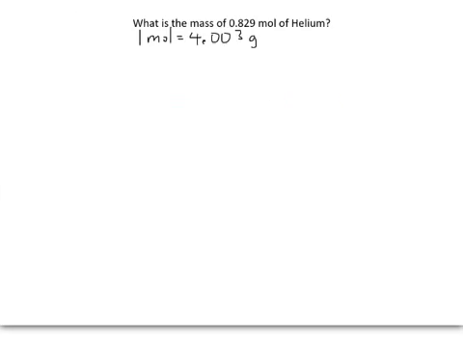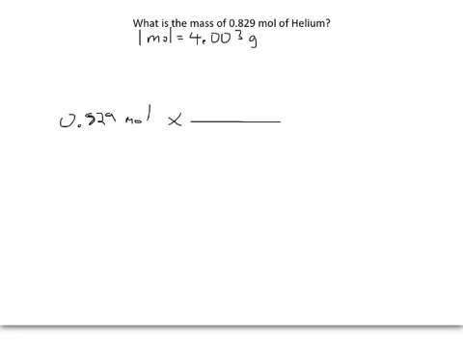Alright, so our first example, we want to know what is the mass of 0.829 moles of helium. In any of these examples, I wrote down the conversion factors that we're going to use to make the video a little bit faster. Right, so 1 mole of helium is 4.003 grams, and I got this number from the periodic table. So we start by writing down what we're trying to convert, in this case 0.829 moles.